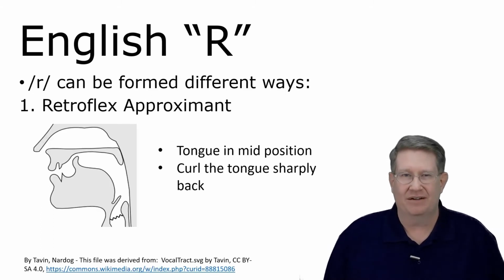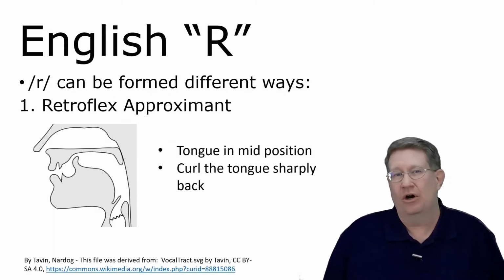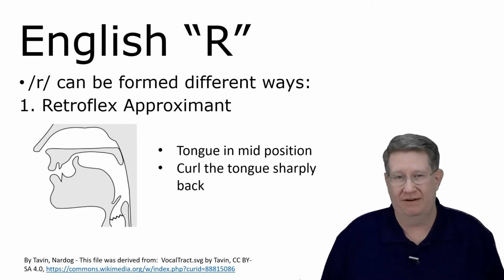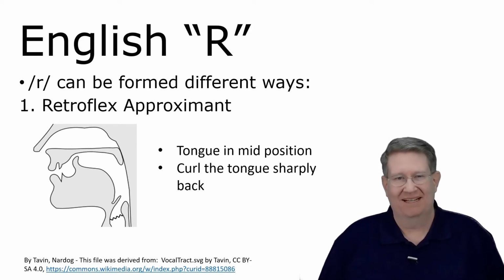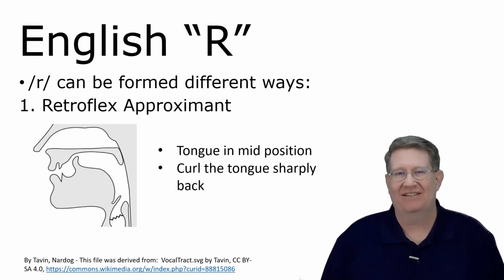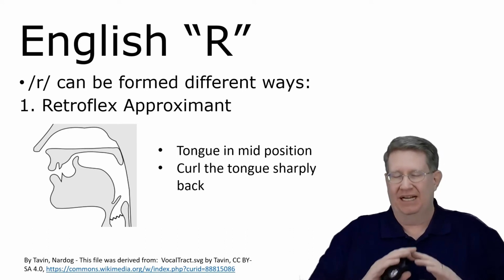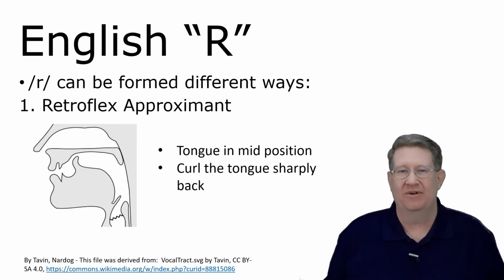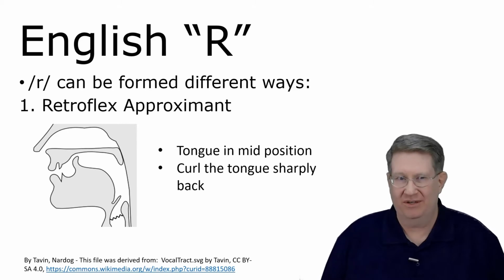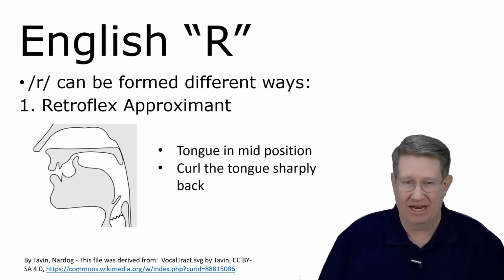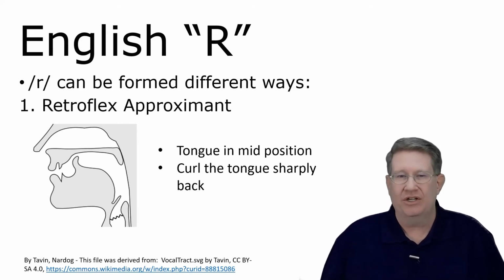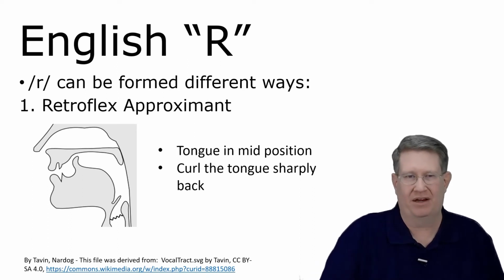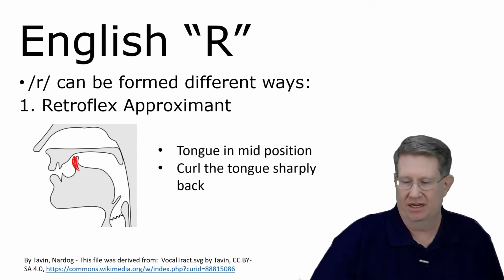Okay, let's take a look. First of all, the English R, it can be formed a couple of different ways. The first way is what we call a retroflex approximant. Again, my job is not to turn you into a linguist, but if you want to look this up, now you can, because you know what it's called. Your tongue is in the middle position and you curl the tongue sharply back. And we can see this here, the tongue curled sharply back like this.